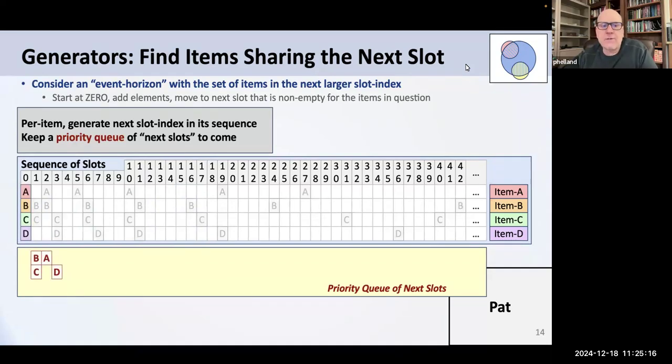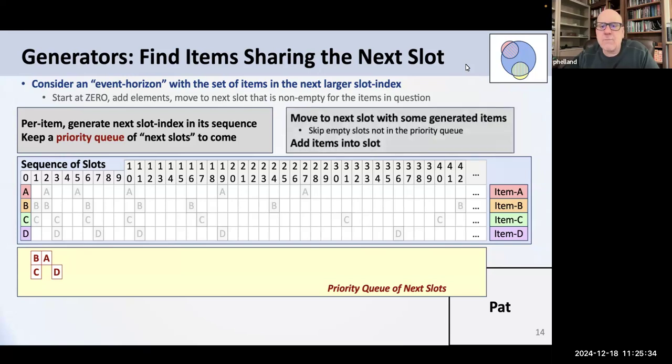So if I've got 4 things in slot 0, when I've put them in slot 0, I calculate where's the next place they'll land. A's next place is slot 2, B's next place is slot 1, C's next place is slot 1, D's next place is slot 3. So I have a priority queue of the next stuff to do. Now I'm going to move to the next slot with some generated items and add slot items into it. Well, I had B and C, so I add them into slot 1, and then I move them forward in the priority queue. Then I go to A and B, and move them forward. As I continually generate that priority queue, things get less and less dense and they move out.